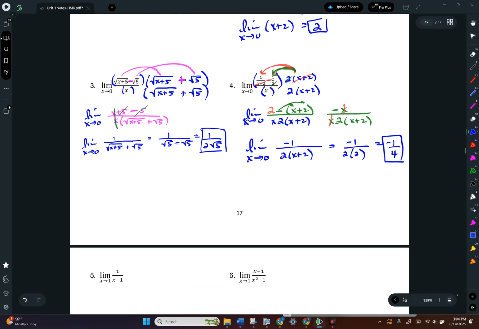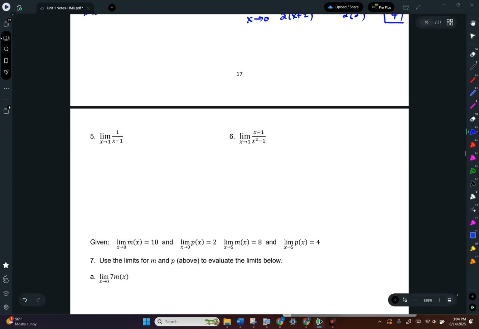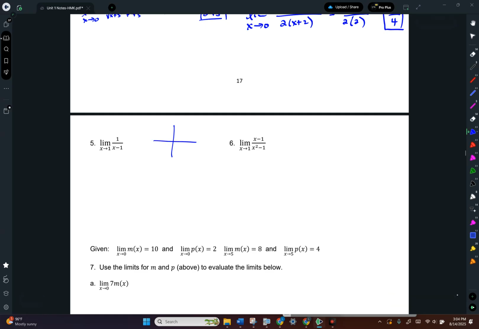Okay, look at number 5. Isn't that a parent function that we know? Isn't that just the 1 over x graph? So if you want to think about the 1 over x graph, it's moved 1 unit to the right. That's where your vertical asymptote is, something like that. So what's the limit as x approaches 1? Well, remember we said if there's a vertical asymptote, it does not exist.